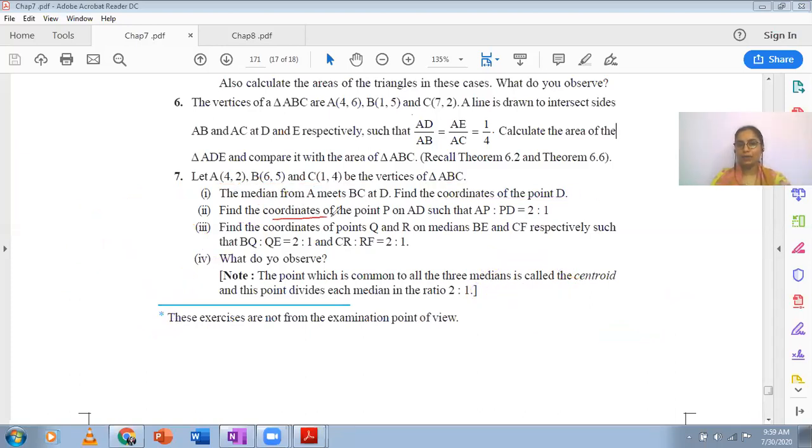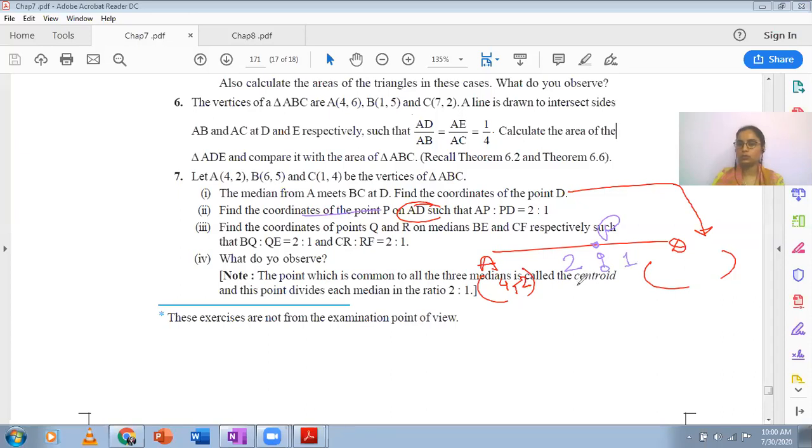After that, find the coordinates of P on AD such that AP to PD is divided in the ratio 2:1. So let's just take the line segment AD. You have the coordinates of A. These are given as 4, 2. You have found the coordinates of D from the first part. You can just use those. And then on this line segment, there is a point P. So we have point P and the ratio of these two parts is 2:1. Can you find out the coordinates of P now?